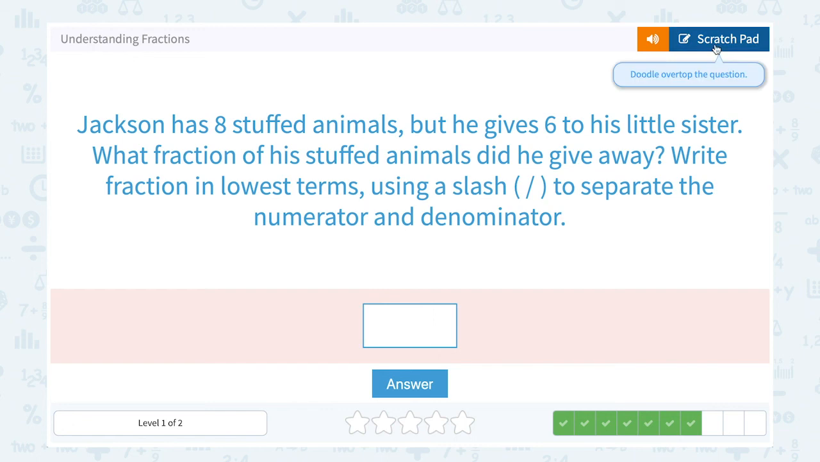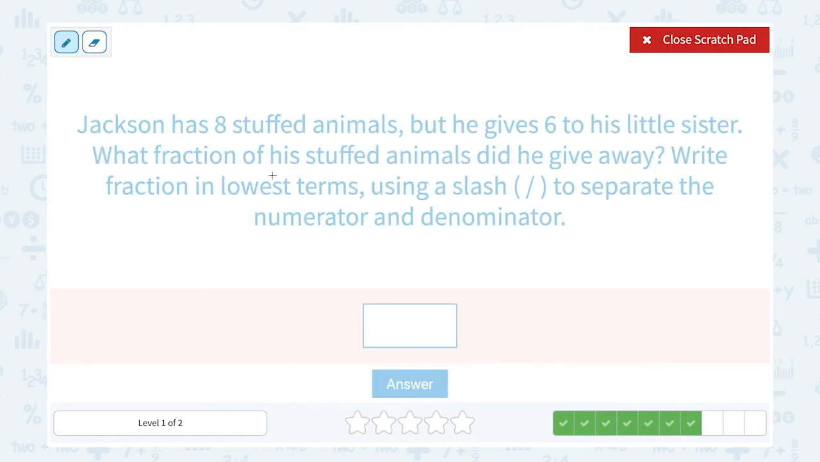Jackson has 8 stuffed animals, but he gives 6 to his little sister. What fraction of his stuffed animals did he give away? Okay, well, let's think of this as the part out of the whole. Okay, the whole would be all the stuffed animals that he had. He had a total of 8. So that's going to go in the denominator. The part is how many he gave away. He gave 6 to his little sister. So 6 of them were given away out of the total of 8.